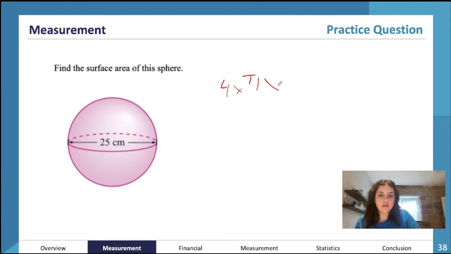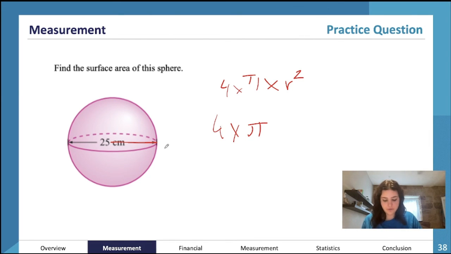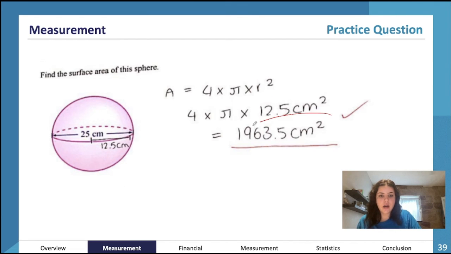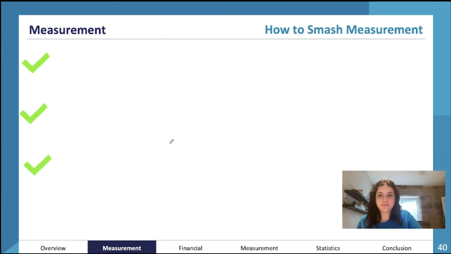4 times pi times radius squared. So 4 times pi. What's our radius? Our diameter is 25. So our radius is half of 25, which is going to be 12.5 times 12.5 squared. Pop that in. We should get 1,963.5 centimeters squared. Very important. Diameter, radius is half.